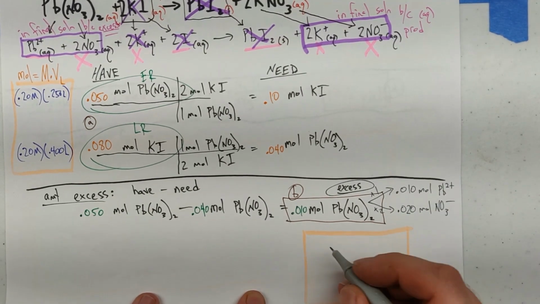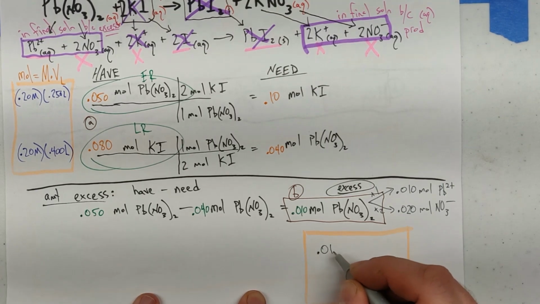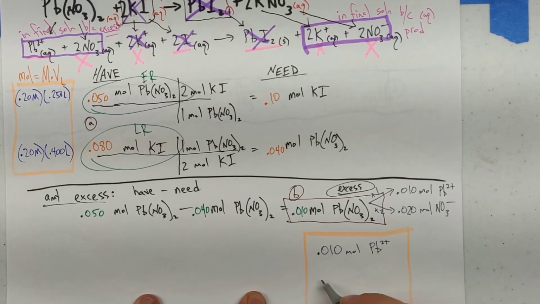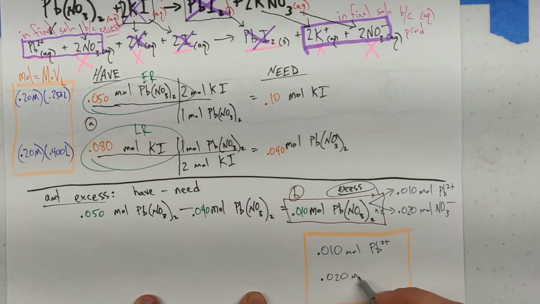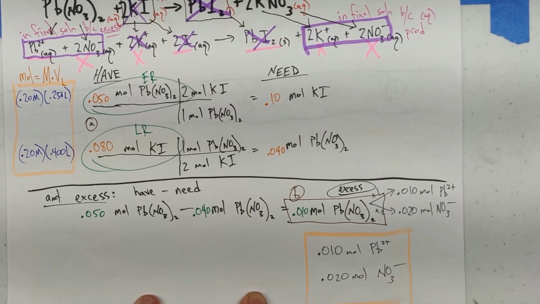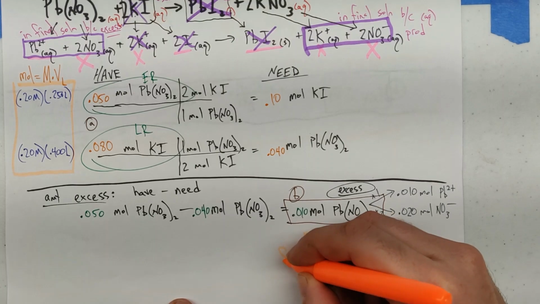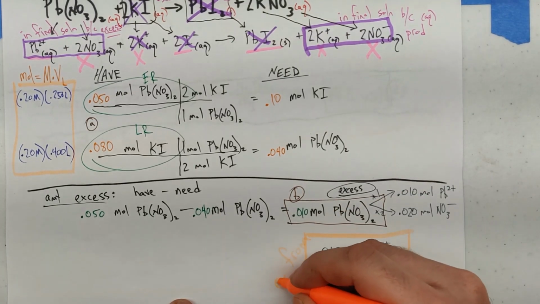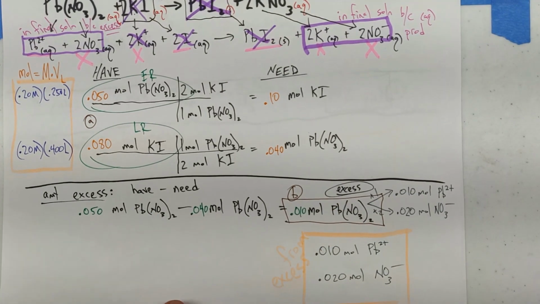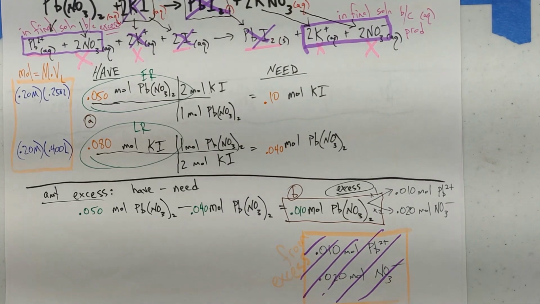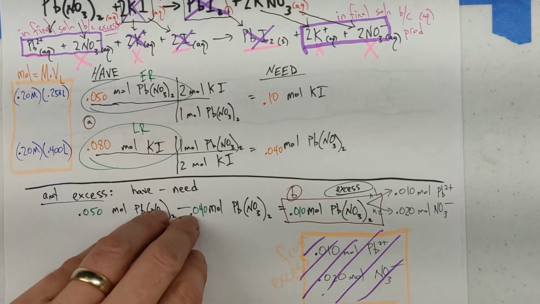And I'm going to put that in this orange box here. It's important information. 0.010 moles of lead ions and 0.020 moles of nitrate ions. All right, that is important information. This is from our excess. And I'll highlight that a little bit crosswise so we can come back to it. That is new information. That was a new step.